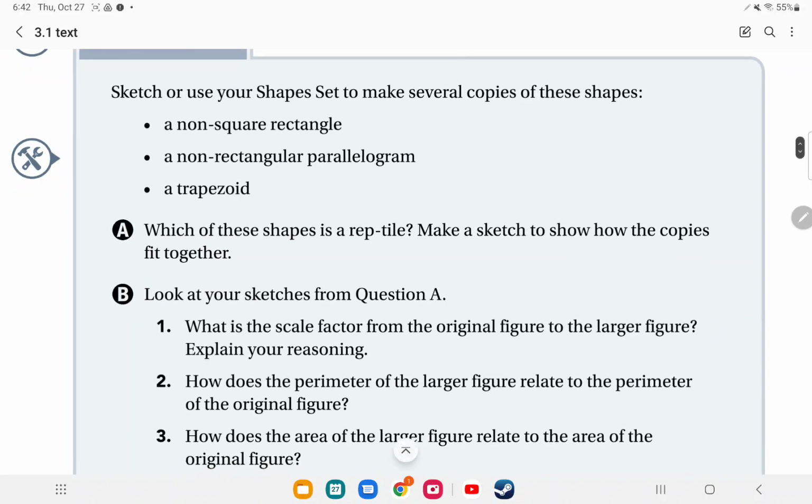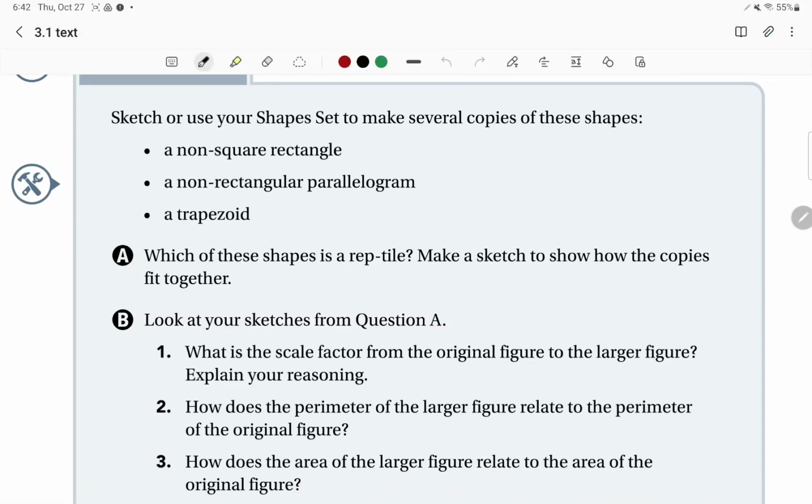All right, so first of all, you're supposed to sketch your own, or you can use, like I said, this shape set. Okay, so you can use the shape set to make several copies of these shapes. So the non-square rectangle, so that's the rectangle J that I showed you. A non-rectangular parallelogram, that was the other one that I highlighted. So it can't be a rectangle, it can't be a square. It has to be that parallelogram, and we've talked about what the properties of parallelogram are. So look back in your notes for that.